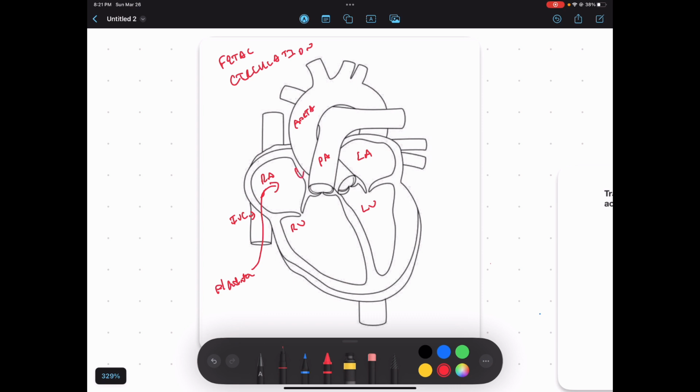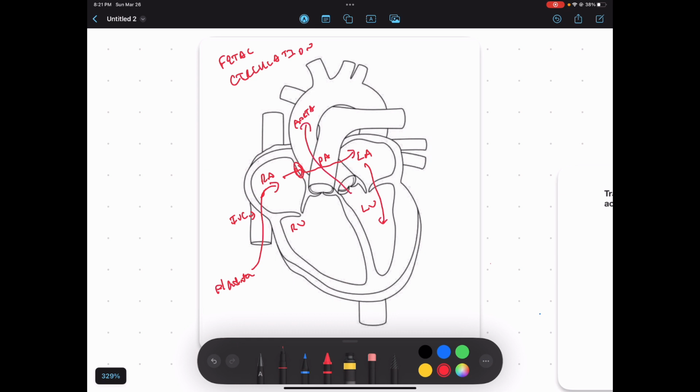So one is through a foramen ovale that sits between the right atrium and the left atrium. And because the right side of the heart in fetal circulation has more pressure, the oxygenated blood goes from the right atrium through the foramen ovale into the left atrium, and then you have oxygenated blood go to the left ventricle and then out through the systemic circulation.